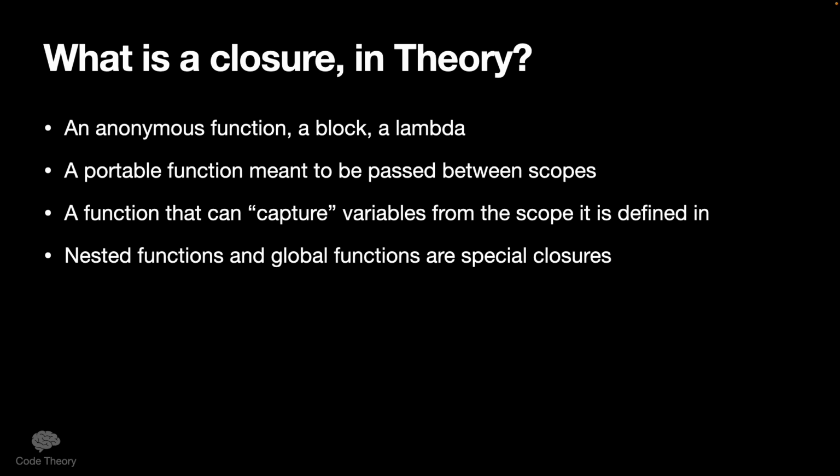So closures, in theory, are an anonymous function. They are a block. They are a lambda. They are a lot of names for the same concept in different languages, so you might be familiar with them from that. It is a portable function that is intended to be passed between scopes, which is a true statement in Swift 5.9 and a semi-true statement in Swift 6 due to that @Sendable thing I told you not to worry about, and we'll cover that when we get to concurrency.